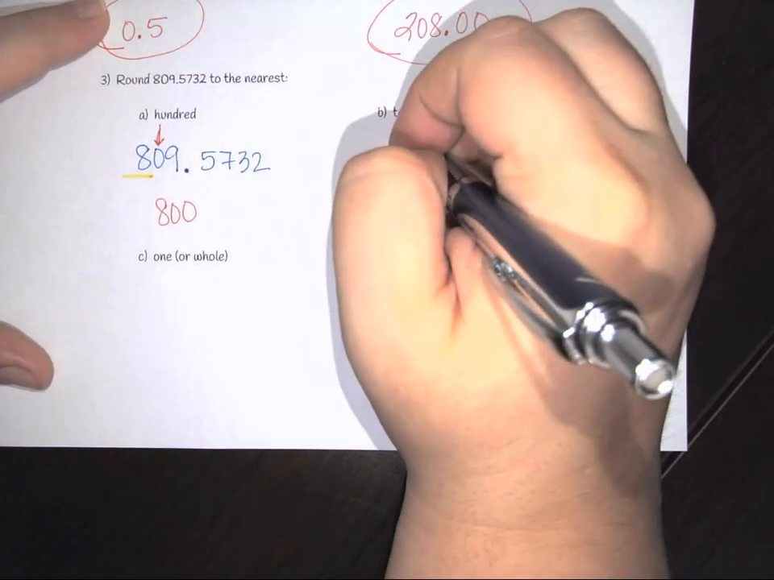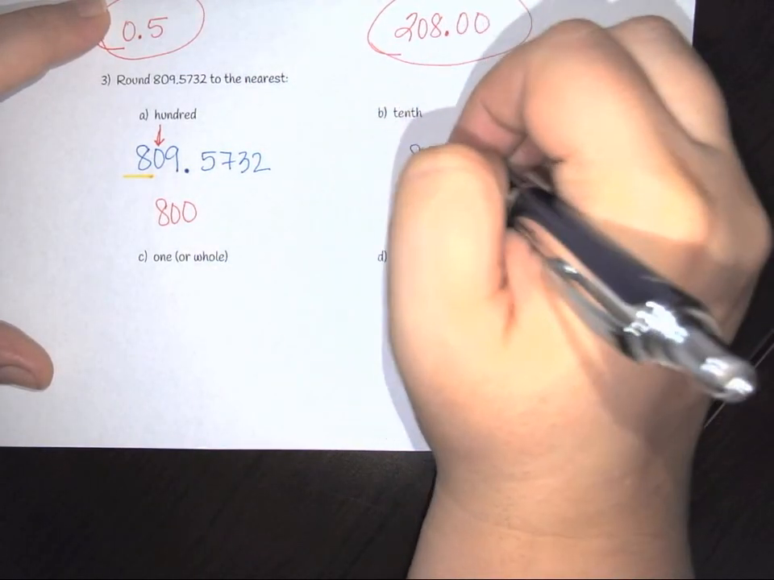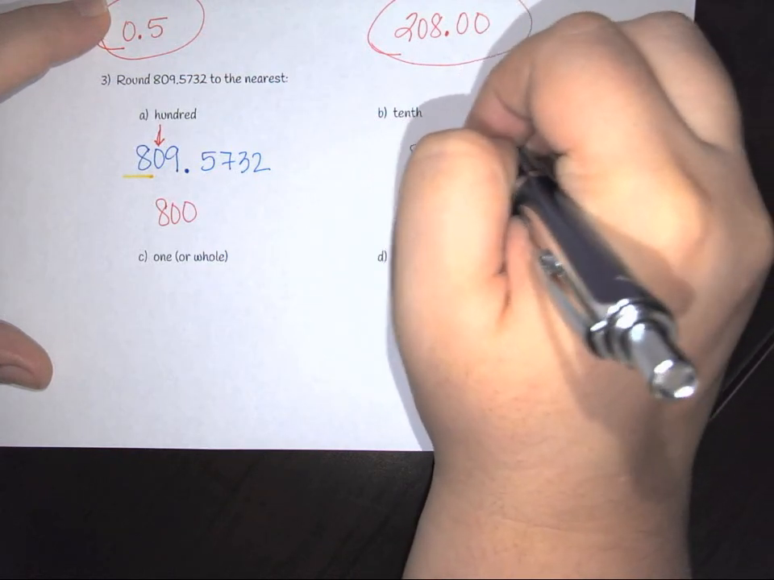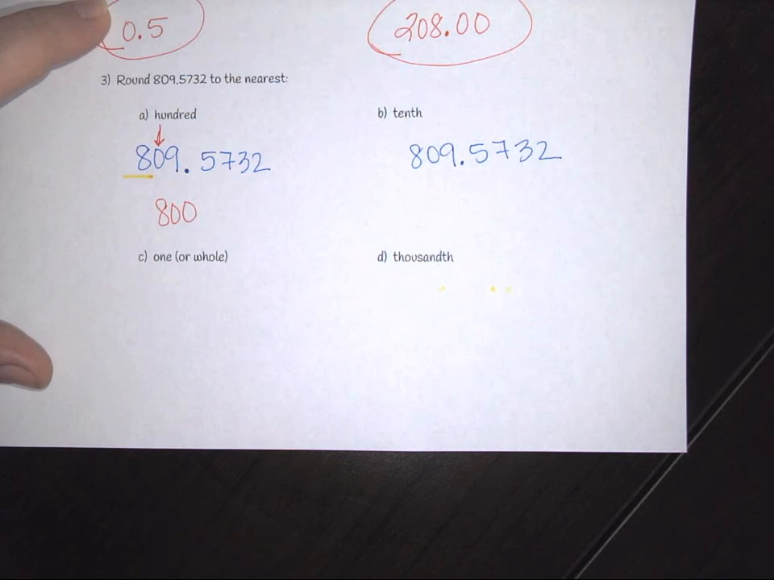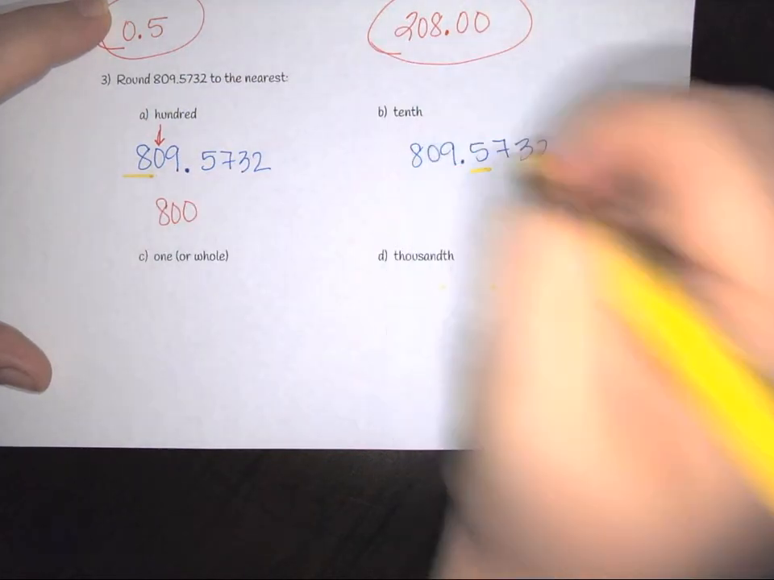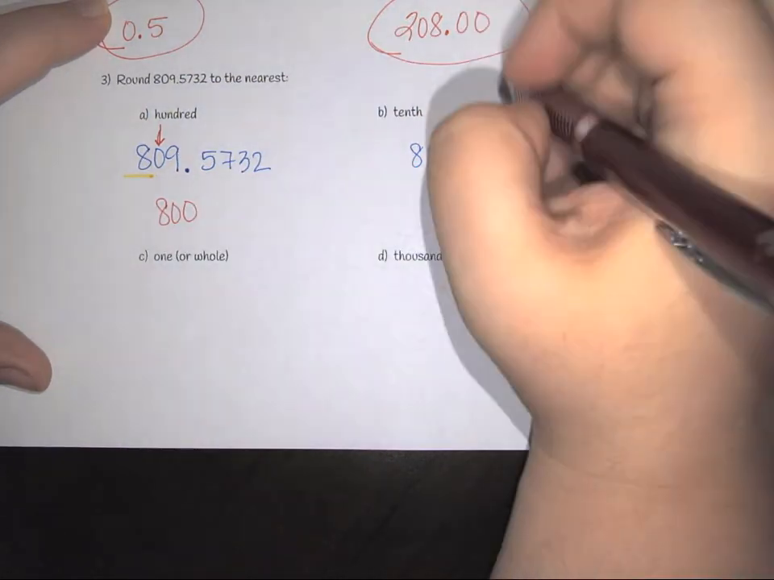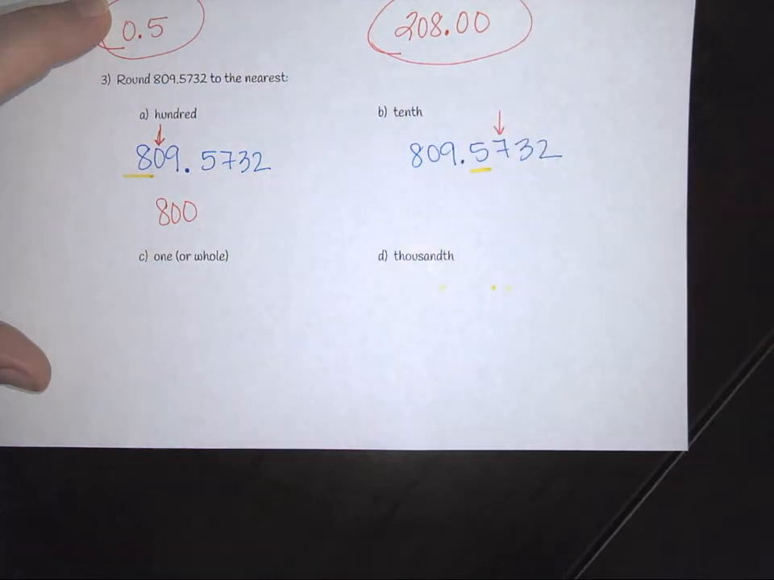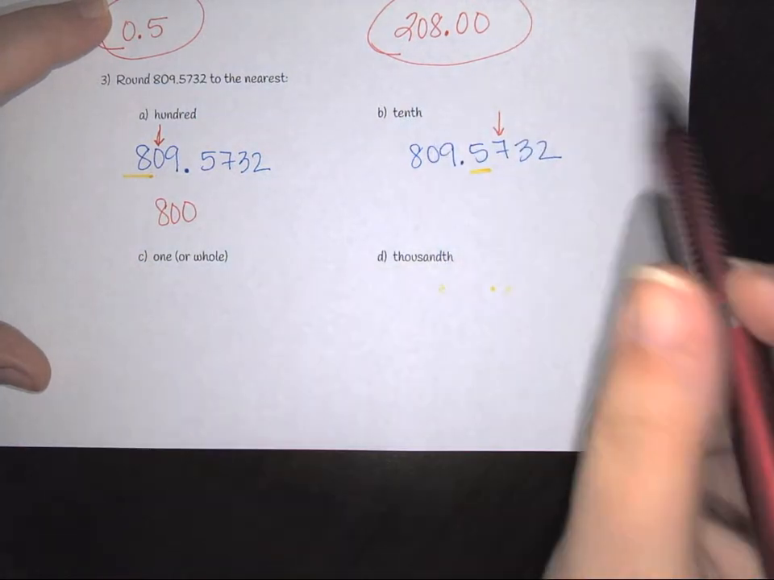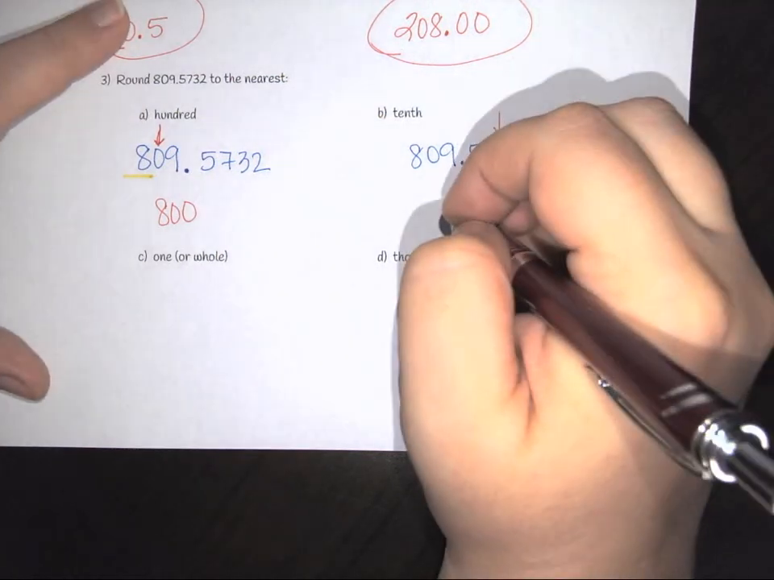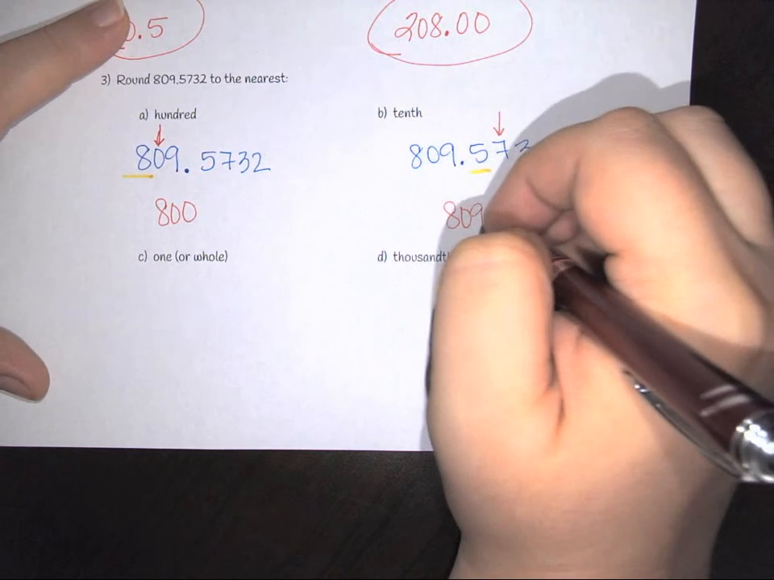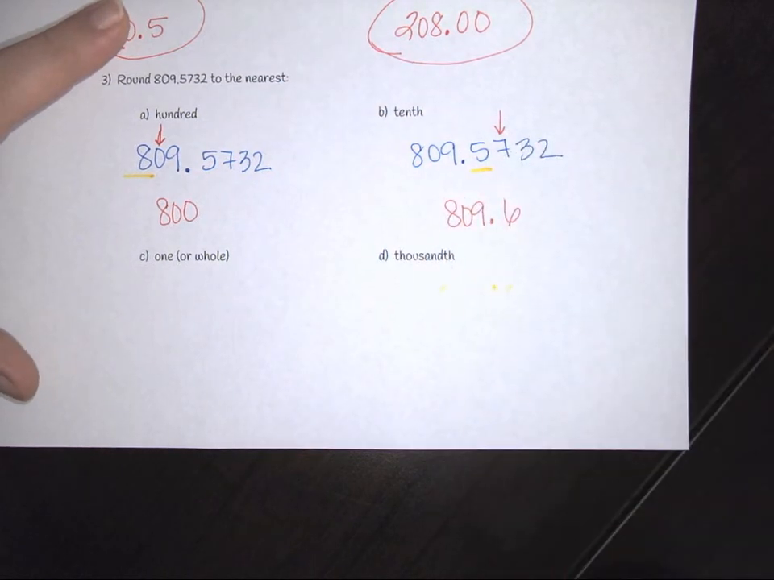We have the same decimal, 809.5732. And in this case, I want the tenth. So remember, the tenth is this spot here. So we are going to look at the spot directly next to it. Since 7 is greater than 5, this is going to become 809.6.